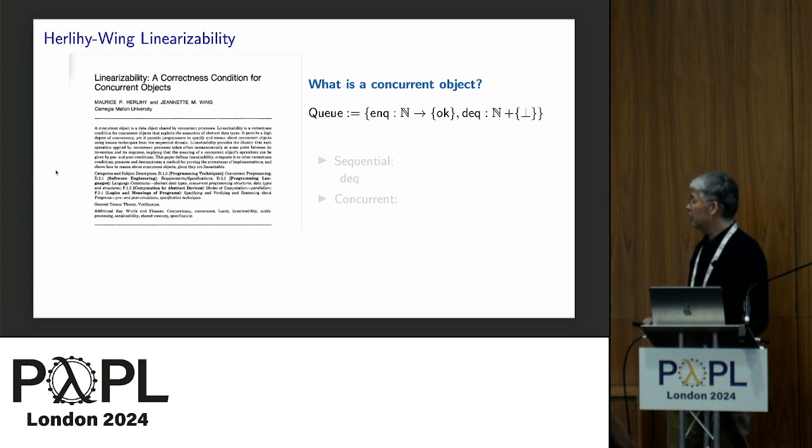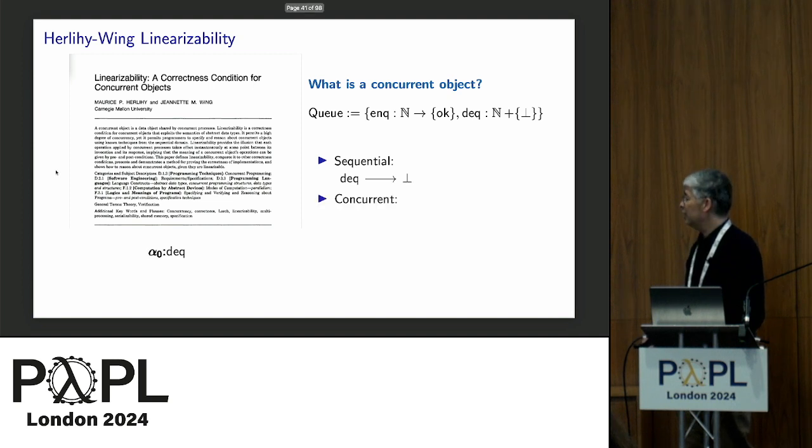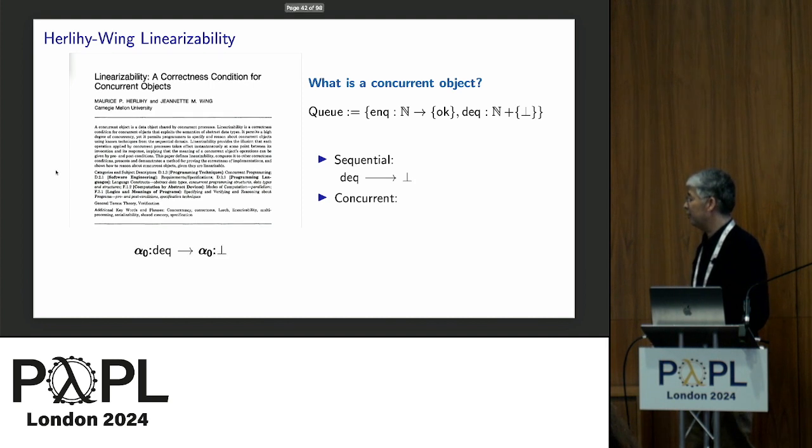Take a concurrent object like a queue. You have enqueue and dequeue. If you do it in a sequential way, you call dequeue, it might return a value, or on an empty queue, you return bottom. And if you have concurrency, you associate these calls with the thread ID. In this talk, a thread ID will be called alpha 0.